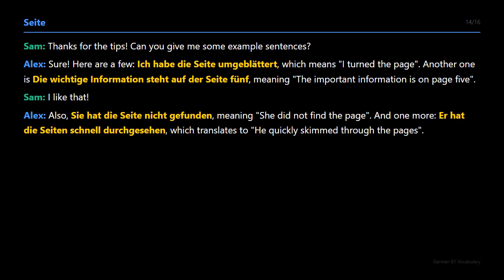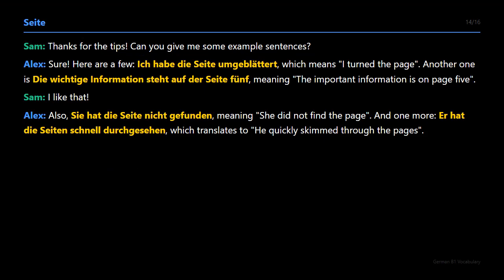Can you give me some example sentences? Sure. Here are a few. Ich habe die Seite umgeblättert, which means I turned the page. Another one is, Die wichtige Information steht auf der Seite 5, meaning the important information is on page 5. I like that.